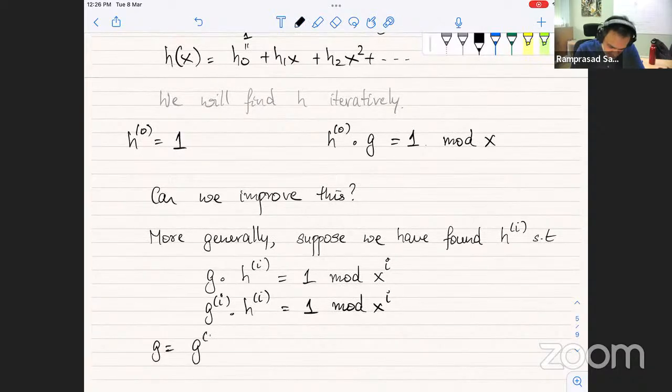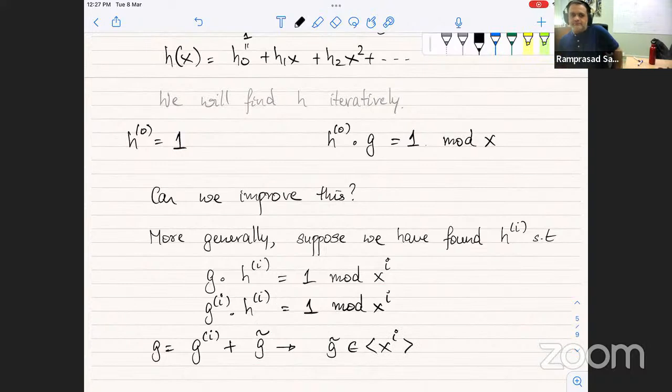I'm thinking of g as equal to some gi plus some g tilde, where g tilde is something that is divisible by x power I. These are the higher order terms in g, which you don't care about. And I want to know, how do I improve hi? So currently this g tilde is in the ideal generated by x power I. Are things okay so far?